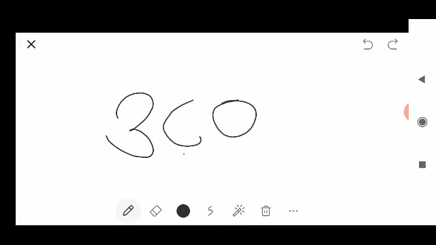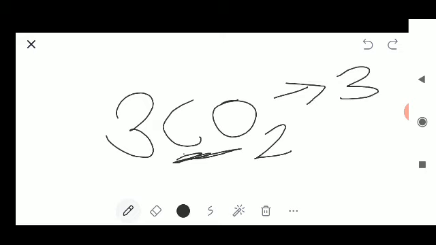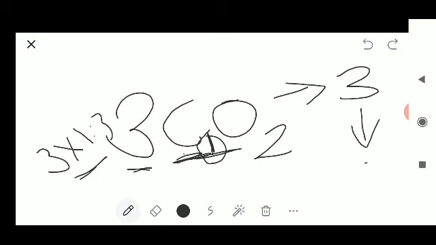Okay, fine. Now let me take another example. Okay, let me take this one. So CO2 represents carbon dioxide. My question is, how many carbon atoms are present? The answer is 3, because if nothing is written, we have to assume 1. 3 into 1 is 3. So we have 3 carbon atoms.